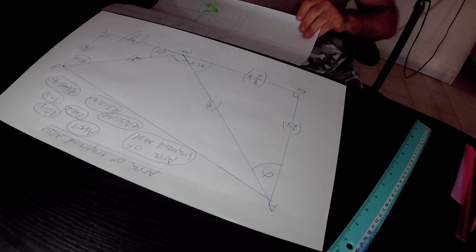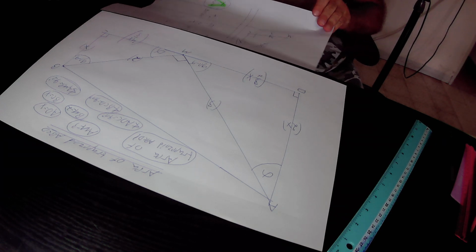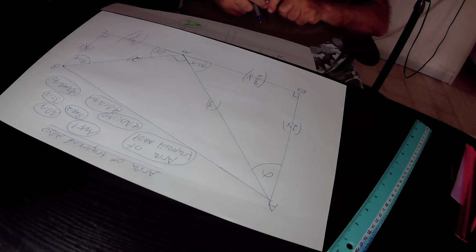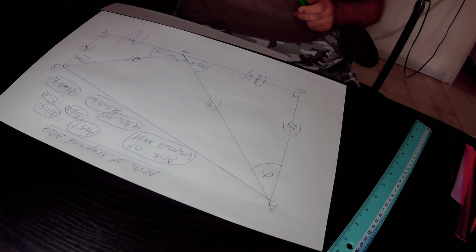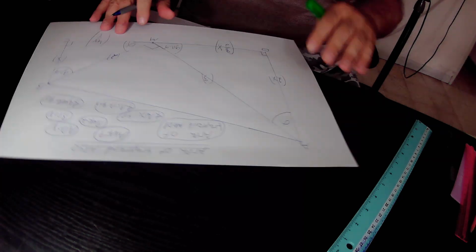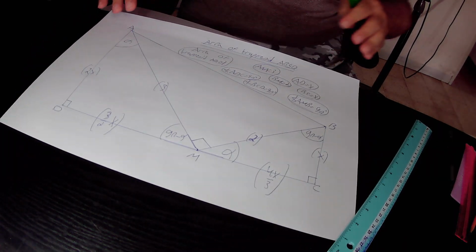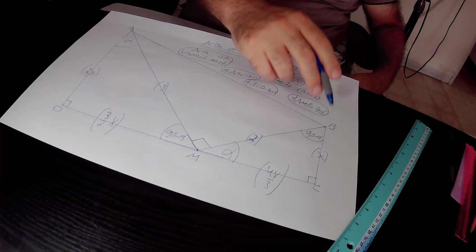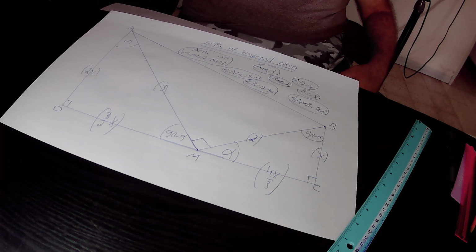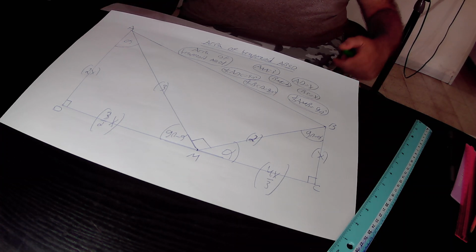Our mission is to find out the area of this trapezoid ABCD. According to the formula that I presented to you, the area of any trapezoid is equal to the sum of its two parallel bases, that is AD plus BC, times the height.